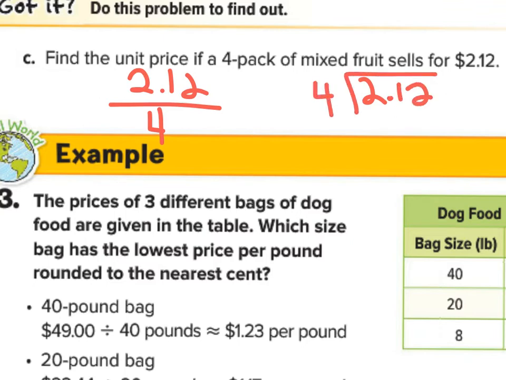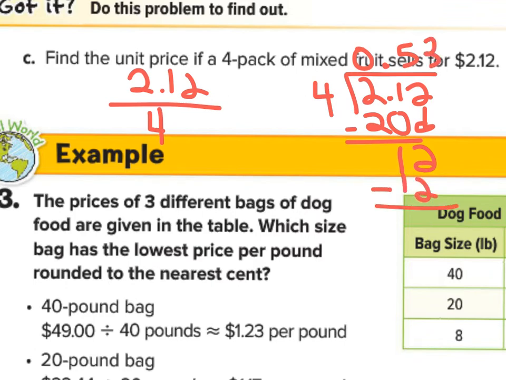And 4 into 2 is 0 times. I put the decimal there. And 4 into 21 is 4 times 5 is 20. Subtract. I bring down the 1. 21 minus 20 is 1. Bring down the 2 right there. And that's 12. 4 times 3 is 12. And there we go. So I see that I have 53 cents.